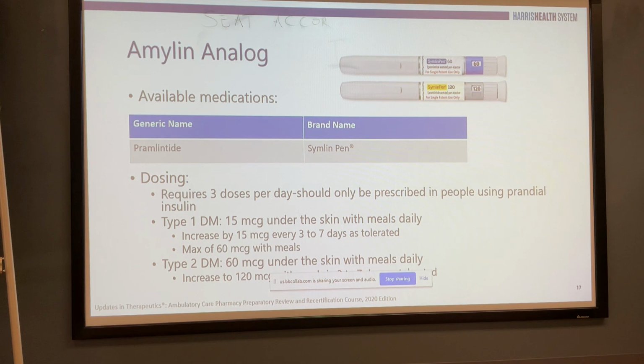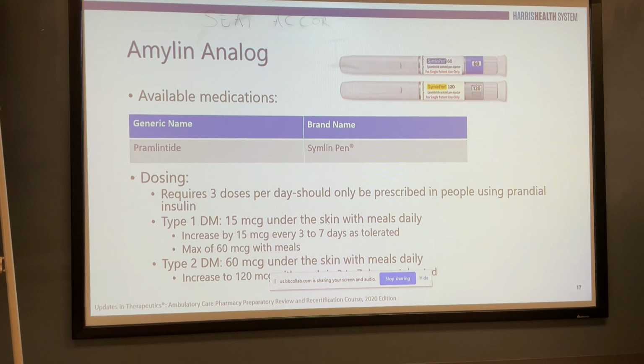So the only available drug in this class is called pramlintide, or Symlin. I tried to put pictures of each of the products for you to give you a visual. I also bought some demos of some of the things that I have, so you guys can play with them and get used to the injectable products. And we'll do some practice counseling with those products today.